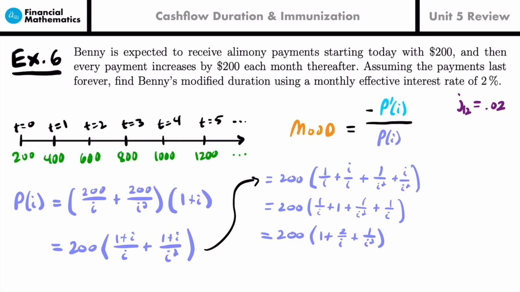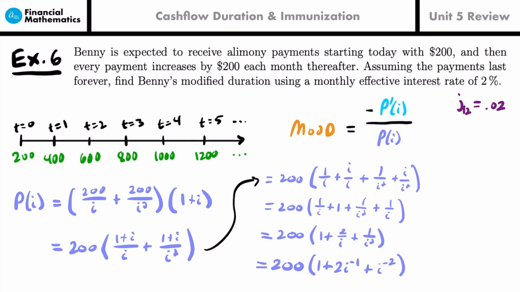Okay, now one more thing I want to do to make it easier for us to take the derivative here is move these i's in the denominator to the numerator of their respective terms by making their exponents negative. So we'll have that this is equal to 200 times 1 plus 2 times i to the power of negative 1 plus i to the power of negative 2. Okay, so I moved this i to the numerator, so now we have 2 times i to the power of negative 1, and then this i squared to the numerator just makes this term i to the power of negative 2.